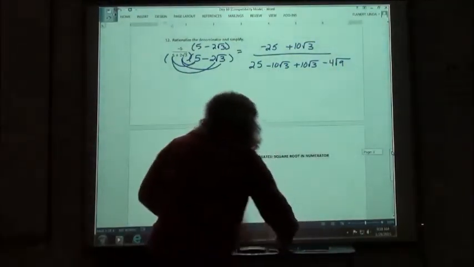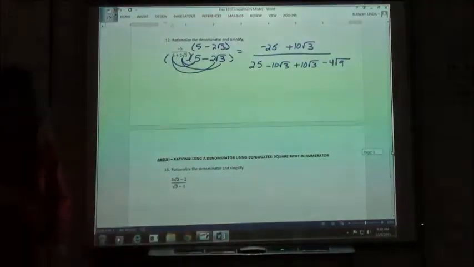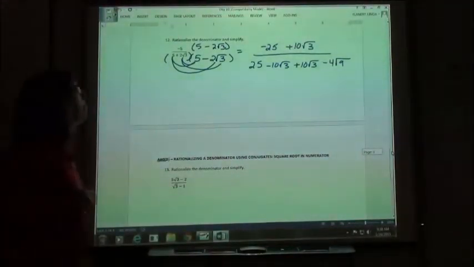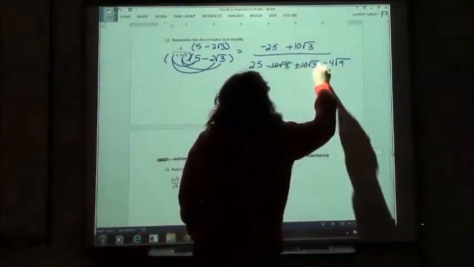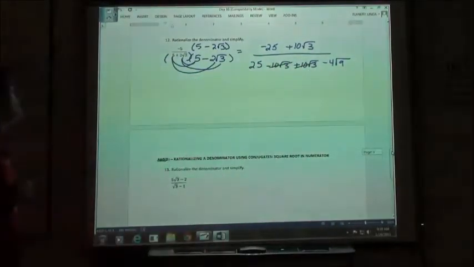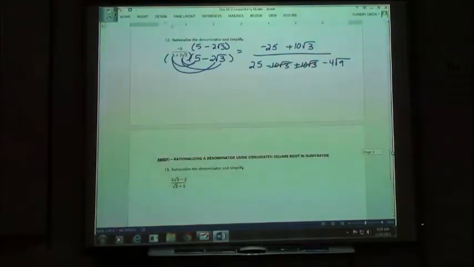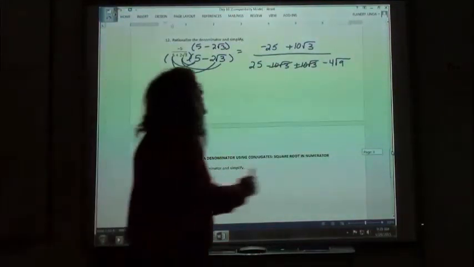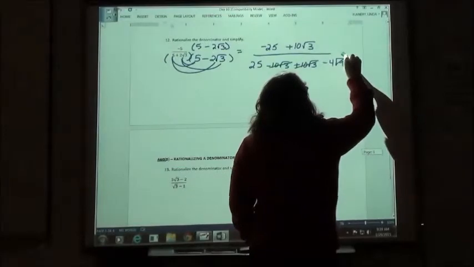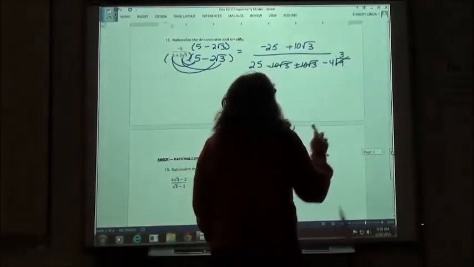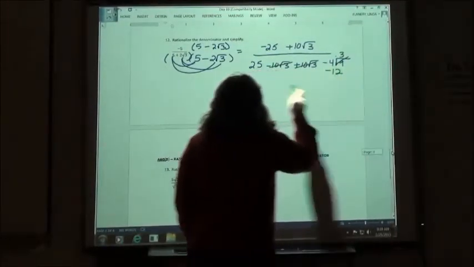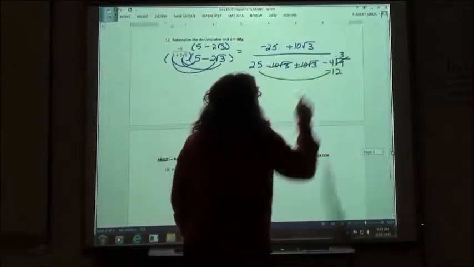So, what can we do with the bottom part? Okay, you can cancel out the negative 10 square root of 3 and the positive 10 square root of 3. And then we can simplify that last term. Yep, square root of 9 is 3. 3 times negative 4 is negative 12. So we have 25 minus 12 on the bottom.